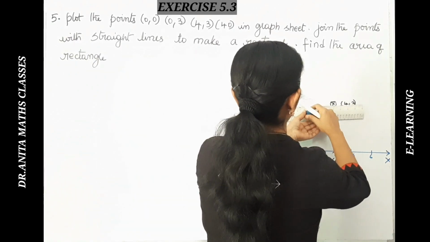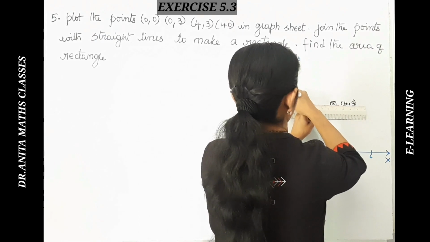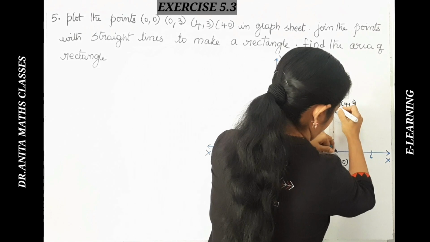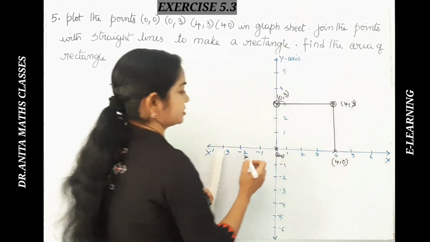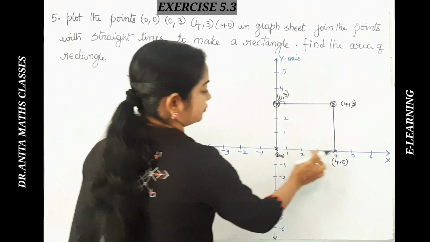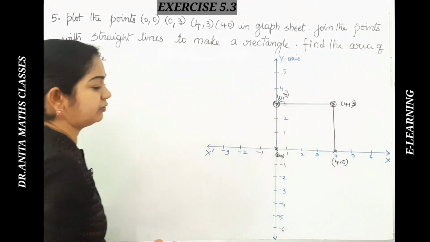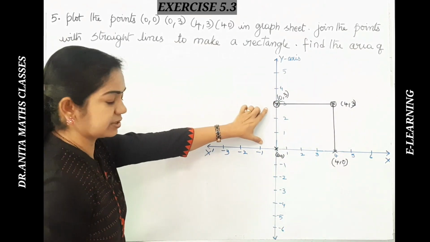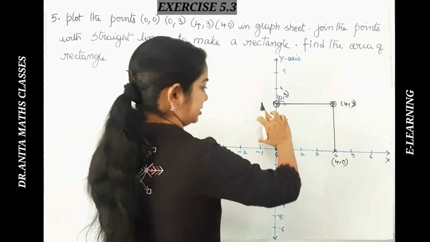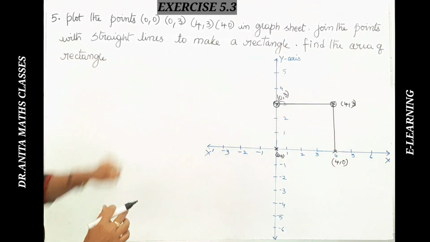So these straight lines, if you join using a scale, this forms a rectangle: 0, 0, 4, 0, 4, 3, and 0, 3. Now if you see, these are 3 units. It's not a square, but it is a rectangle because these are 4 units. See here, these are 3 units. So this is a rectangle. Now find the area of the rectangle.